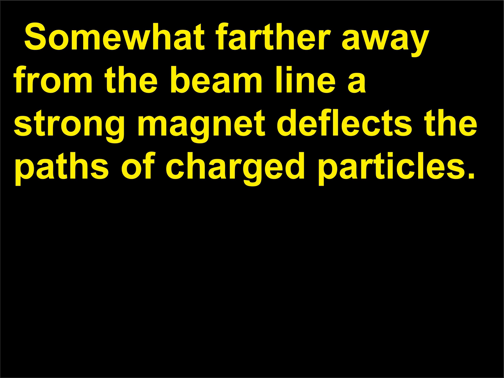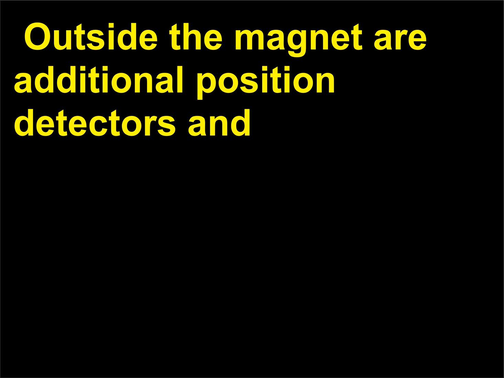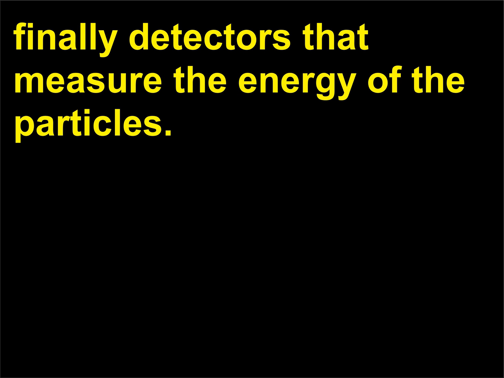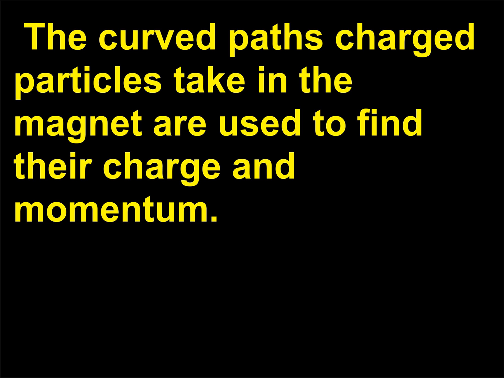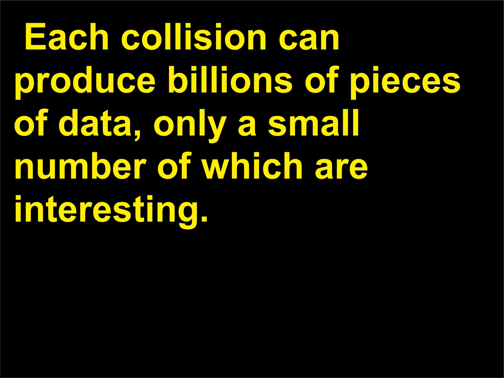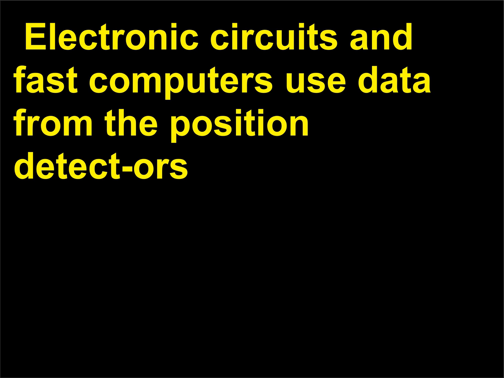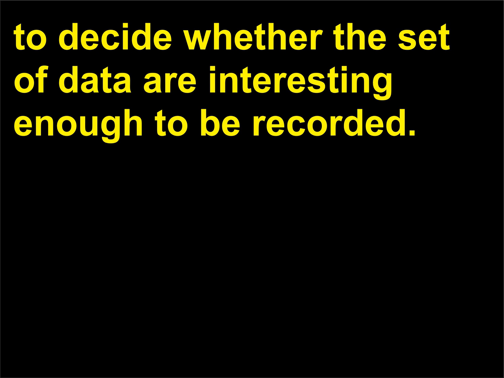Somewhat farther away from the beam line, a strong magnet deflects the paths of charged particles. Outside the magnet are additional position detectors and finally detectors that measure the energy of the particles. The curved paths charged particles take in the magnet are used to find their charge and momentum. Each collision can produce billions of pieces of data, only a small number of which are interesting. Electronic circuits and fast computers use data from the position detectors to decide whether the set of data are interesting enough to be recorded.